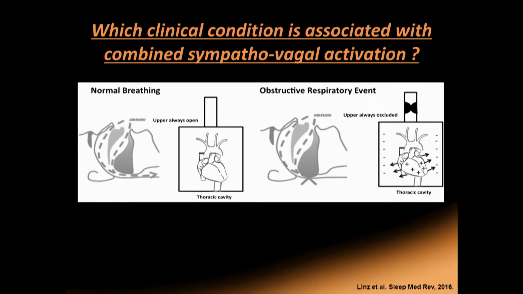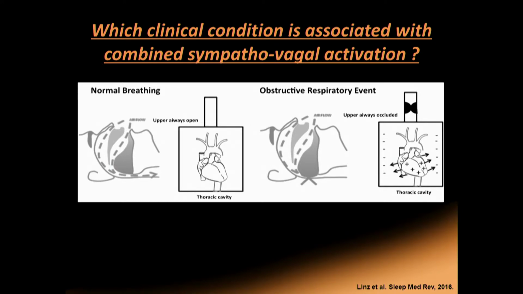So the question is, is there a clinical condition which is associated with both parasympathetic and sympathetic activation? Every time I think about combined sympathovagal activation, I come back to obstructive sleep apnea. Obstructive sleep apnea is highly prevalent in patients with atrial fibrillation. Up to 60% of all AF patients suffer from sleep apnea.